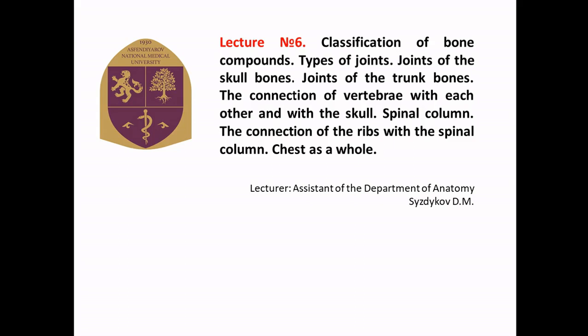Lecture number 6. Classification of bone compounds. Types of joints. Joints of the skull bones. Joints of the trunk bones. The connection of vertebrae with each other and with the skull. Spinal column. The connection of the ribs with the spinal column, chest as a whole.